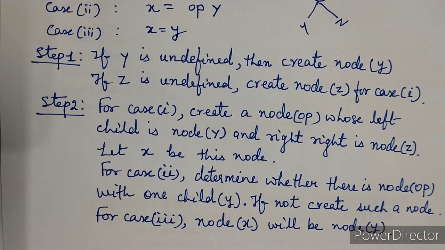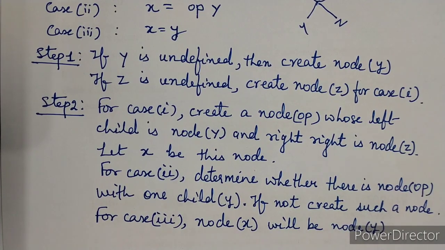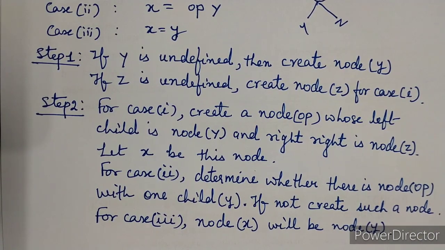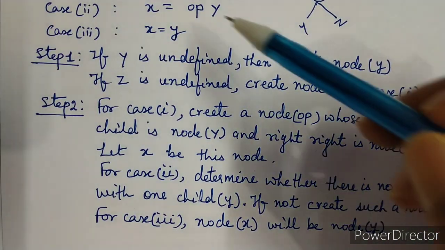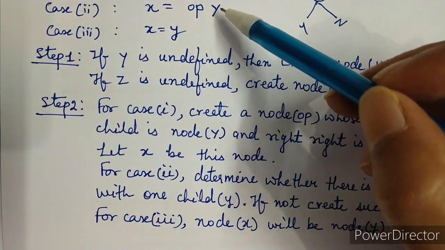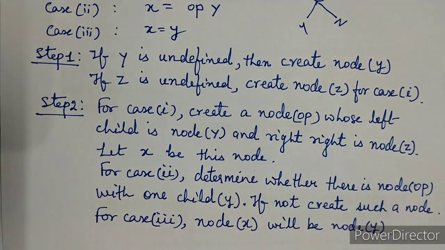Now for case 2, determine whether there is a node OP with one child y. हमें चेक करना है कि DAG में कोई नोड OP एग्जिस्ट कर रहा है विद वन चाइल्ड y. अगर कर रहा है तो वी नीड नॉट टू क्रिएट ए नोड, बट इफ दिस इज नॉट द सिचुएशन देन वी हैव टू क्रिएट सच ए नोड. ओके, तो फॉर सेकेंड केस के लिए वी हैव टू क्रिएट ए नोड फॉर OP if there exists no node for OP with one child y. Okay, clear है.